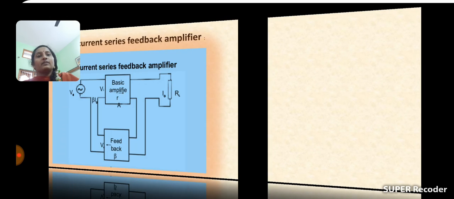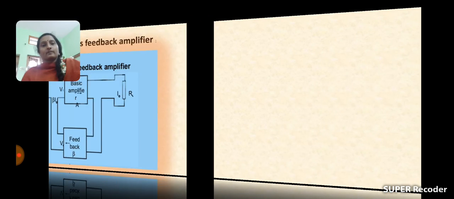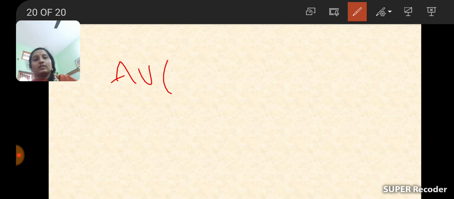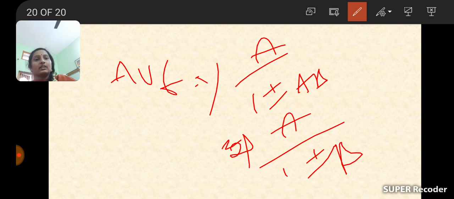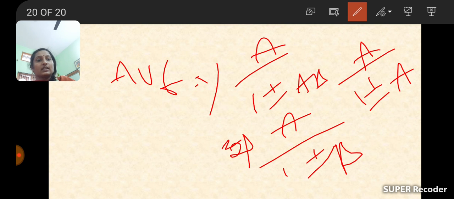Okay. So this is about feedback amplifier and the expression of feedback amplifier. In your competitive examination, the questions are like this. The gain of feedback voltage AVF is equal to what? A by 1 plus or minus A beta is one option. Second option, A by 1 plus or minus beta. A by 1 plus or minus A, none of the above. What is our answer? A by 1 plus or minus A beta is our answer.